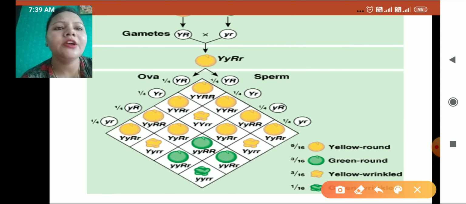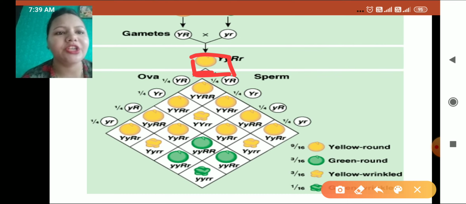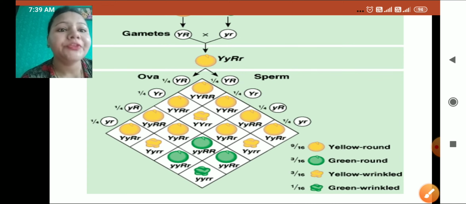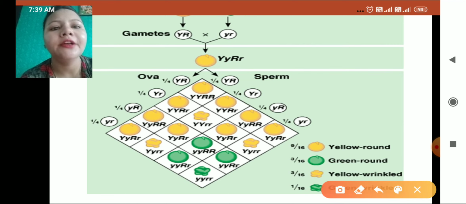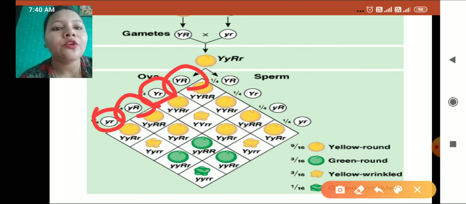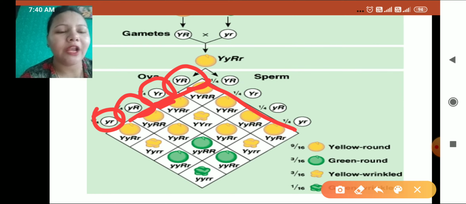Now when these gametes combine, we have F1. This is your F1 generation, that is capital Y, small y, capital R, small r. When this capital Y, small y, capital R, small r is selfed, we have four gametes produced. These four gametes are capital Y capital R, capital Y small r, small y capital R, and small y small r. The same gametes are produced by the other pea plant with which it is selfed or crossed.